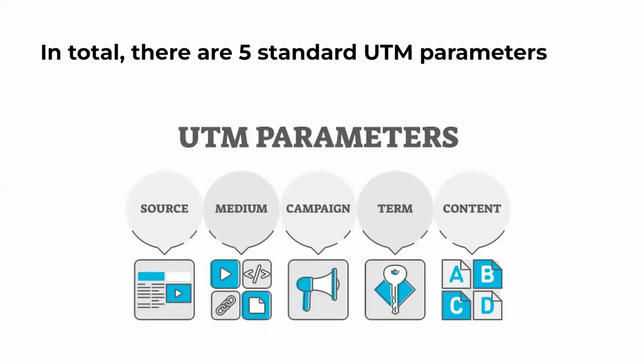So for example, you have two sets of campaigns for the same product, but they have different contents. So you can use the UTM content parameter to differentiate these two products.